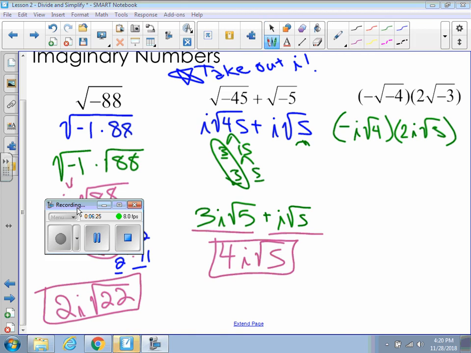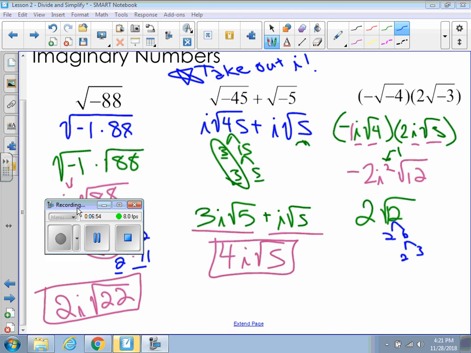Okay? Multiplication, you don't have to have like terms to multiply. You can just multiply straight across. So a negative 1, technically, times 2 is negative 2. i times i is i squared. Square root of 4 times the square root of 3 is the square root of 12. Now, remember, i squared is the same as negative 1. Negative 1 times negative 2 is positive 2. And now we just have to break down the square root of 12. 2 and 6, 2 and 3, pairs, and you take out a 2, multiply it by the 2 outside, you get 4 square root of 3.